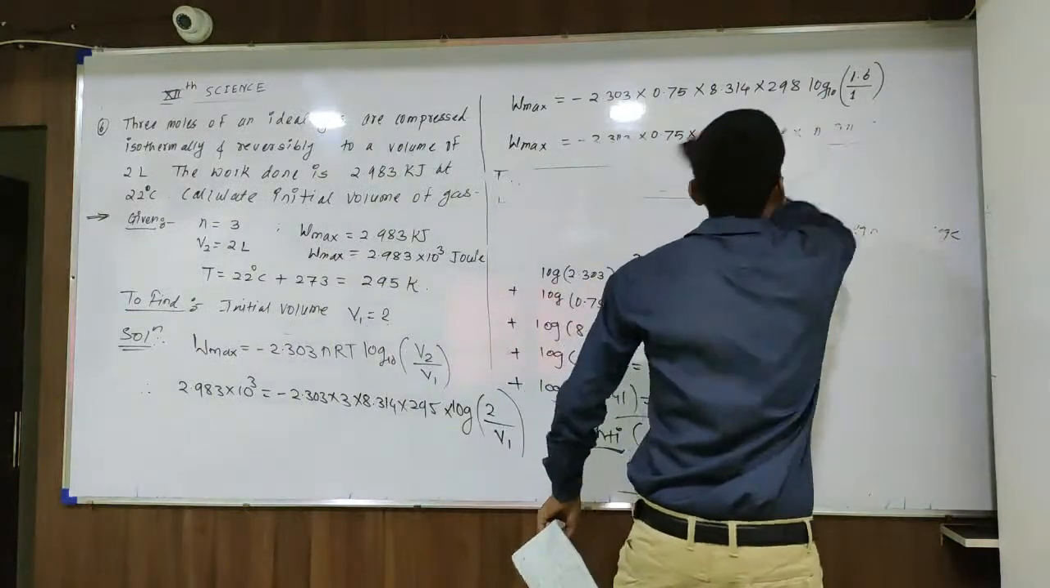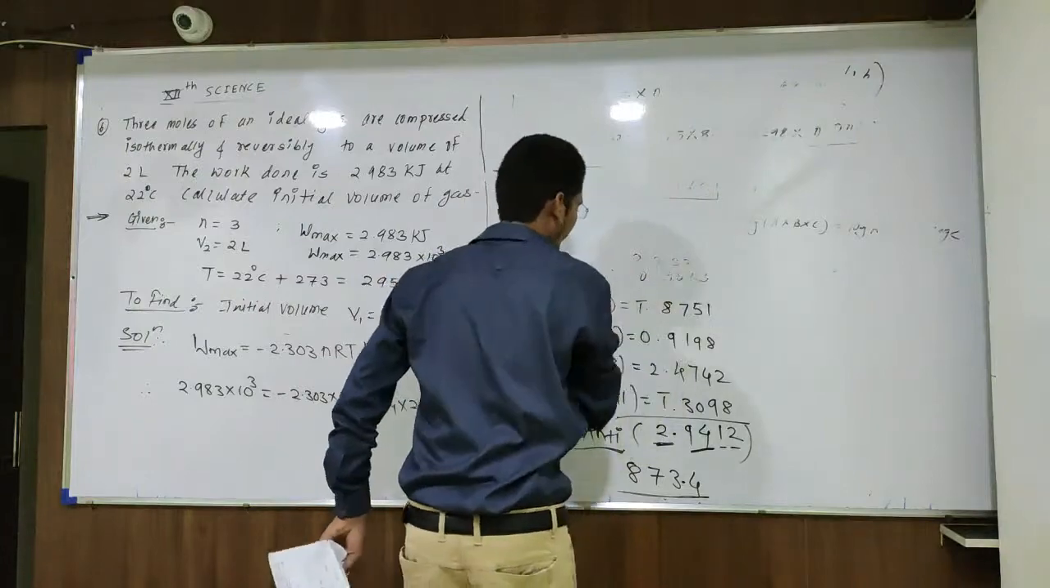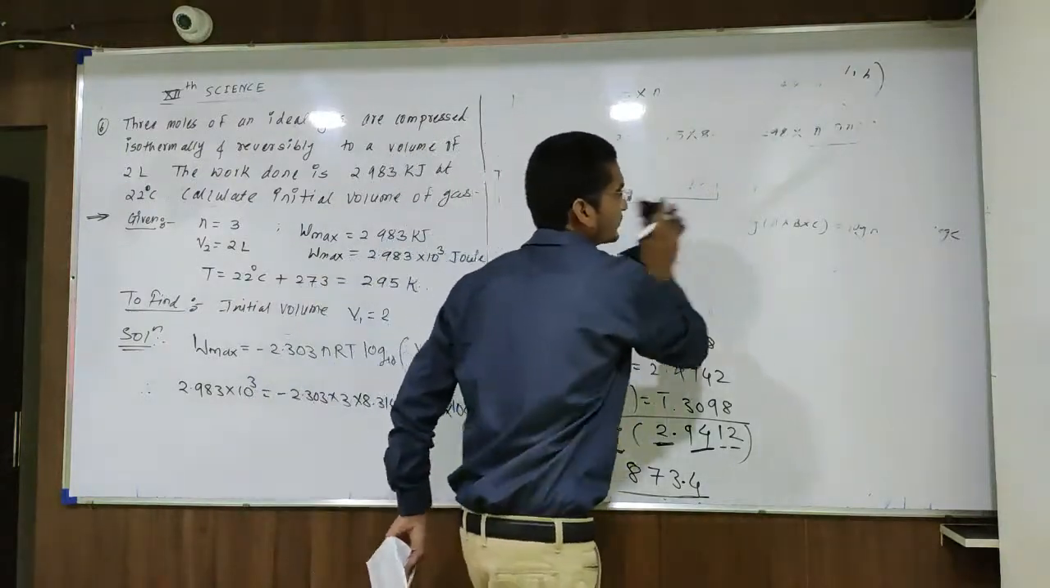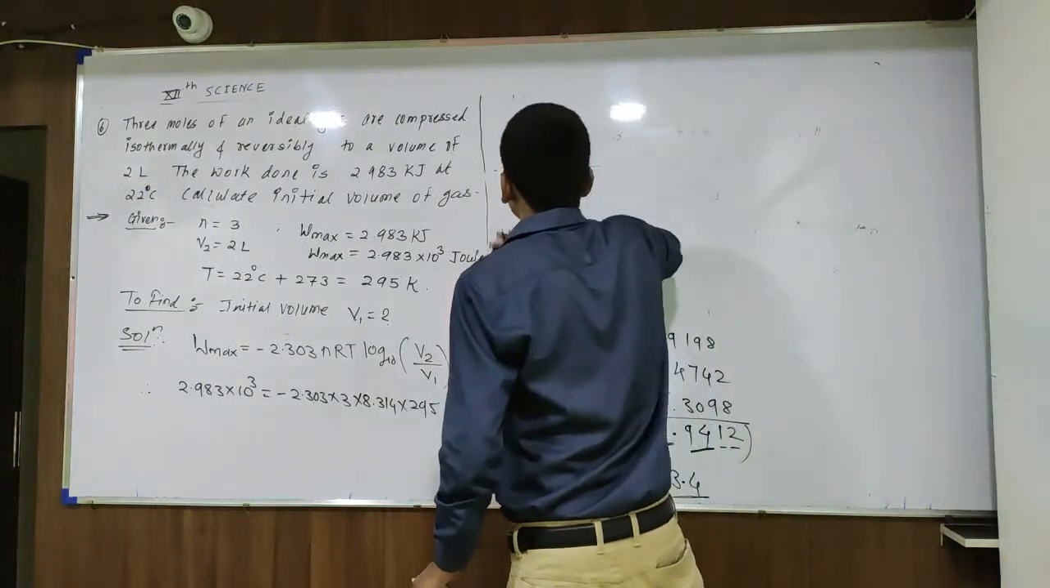So let us try to solve. First of all, multiplication, and then what is the product of that? We shift it to the left side, and log of V2 upon V1 remains as it is.